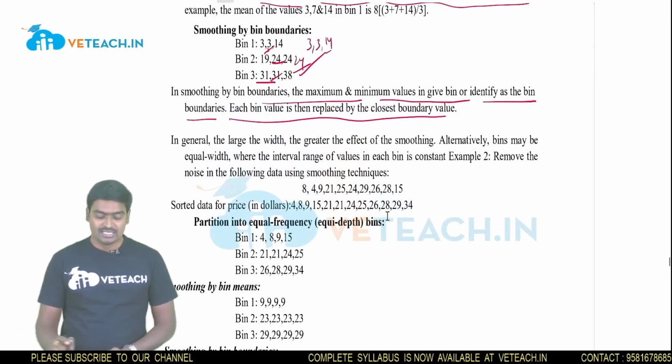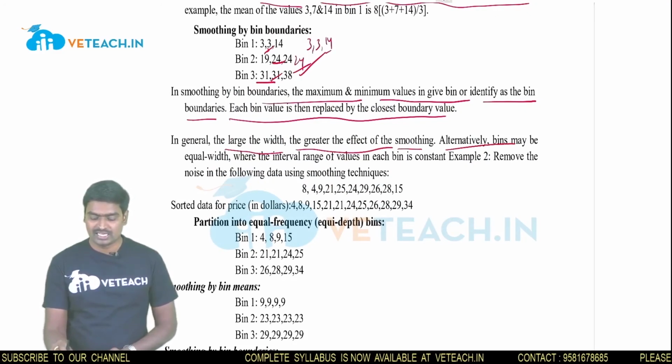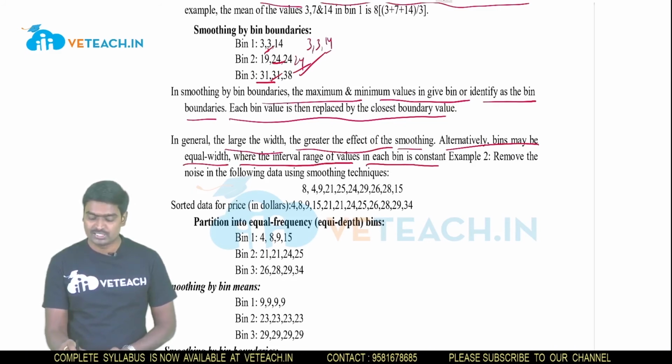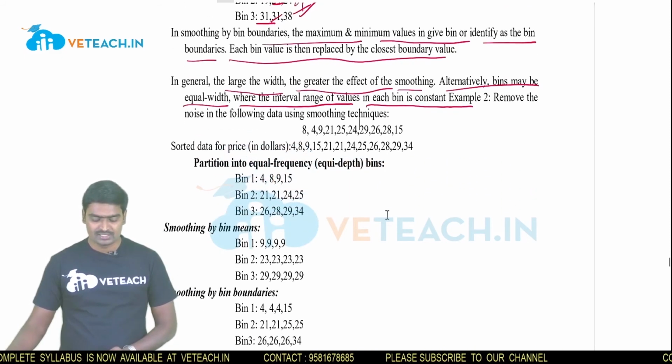In general, the larger the width, the greater the effect of the smoothing. Alternatively, bins may be of equal width. Here the interval range of values in each bin is constant. See that example. The same thing we are applying here also.